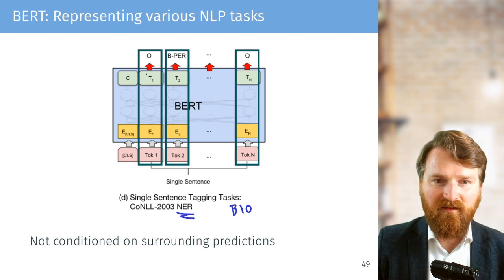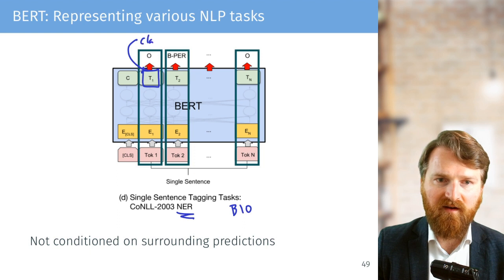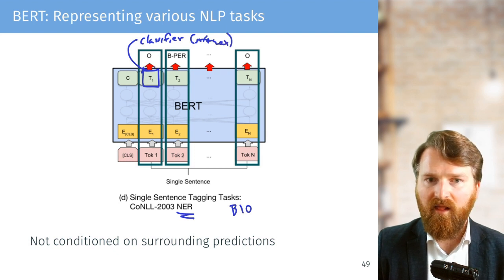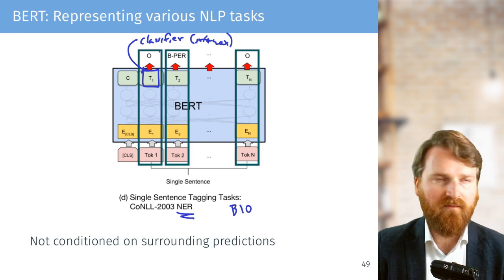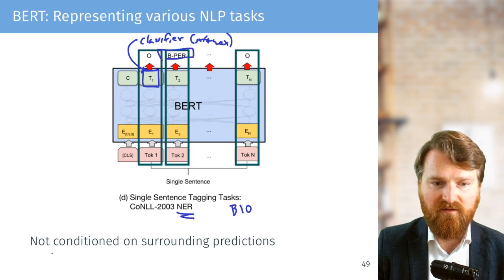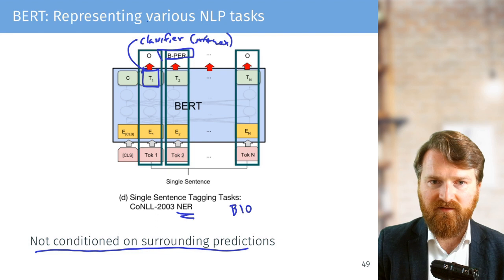And we take the embedding of that and put again some classifier on that, such as softmax, and classify each token into the particular class. In named entity recognition, we have several dozens of classes, for example. And the point here also is that we don't condition this output. So for example, B-pair, we don't condition on the surrounding predictions.